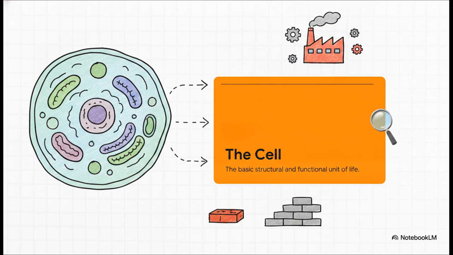The cell isn't just some passive building block, like a static brick in a wall. No, it is the basic structural and functional unit of life. That means it doesn't just give living things their physical shape, it actively performs all the necessary functions to keep that organism alive. It's basically a highly efficient, microscopic factory operating 24/7.